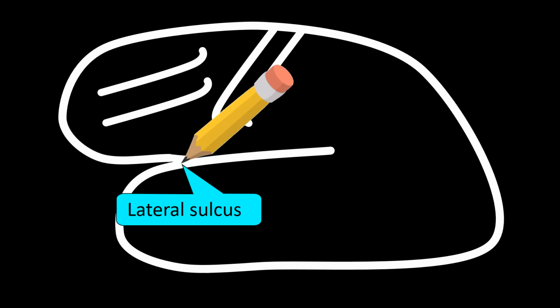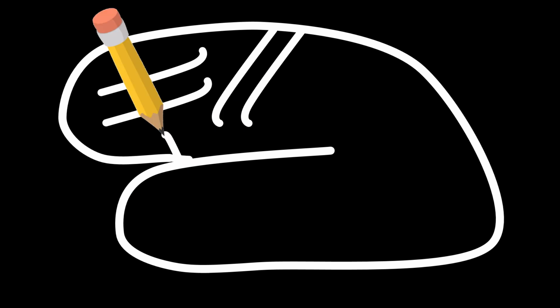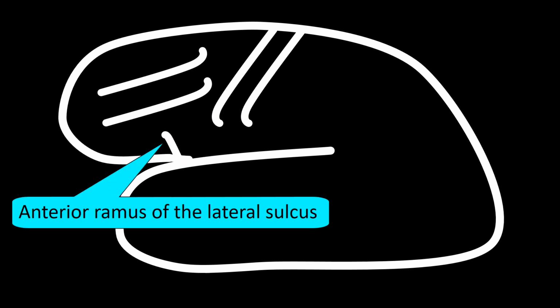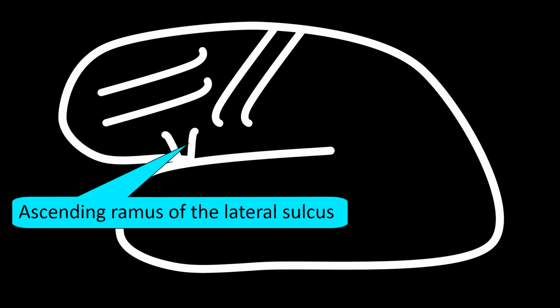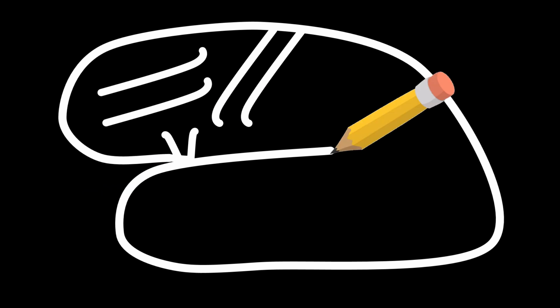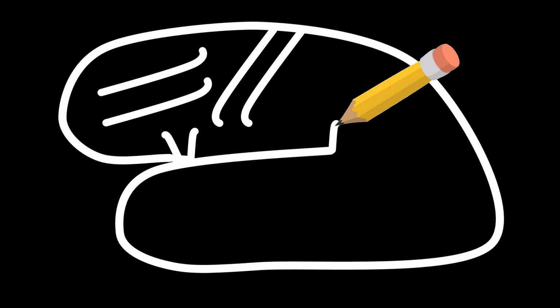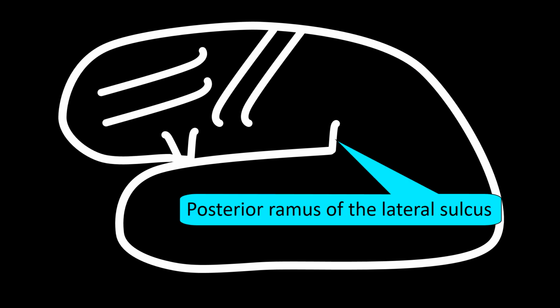Now go to where the frontal pole and the temporal pole meet. Draw a short line going up and forward. That is the anterior ramus of the lateral sulcus. Go a bit back and draw another line just about the same size but slanted backwards. This is the ascending ramus of the lateral sulcus. Now go to the back of the line and draw a third line going up. This is the posterior ramus.